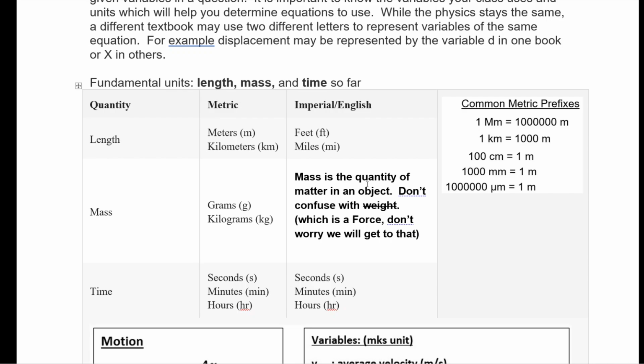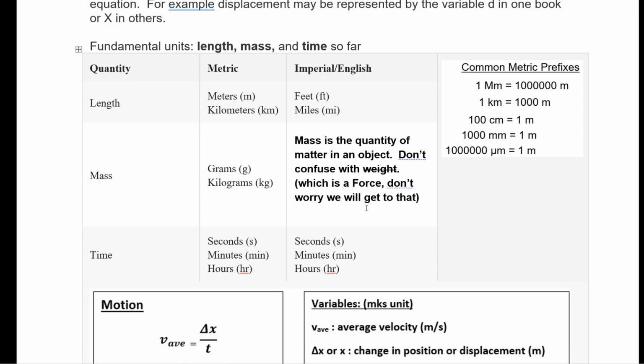Important thing about mass is it's the quantity of matter of an object. Don't confuse this with weight. Weight is a force, and we're not there yet, but we'll get there. Time, you got seconds with s, minutes with min, hours with hr.